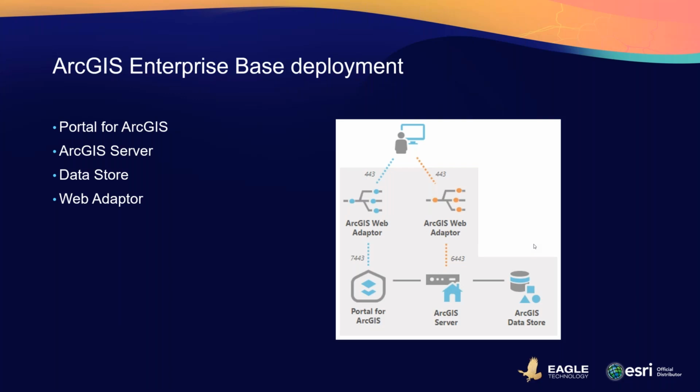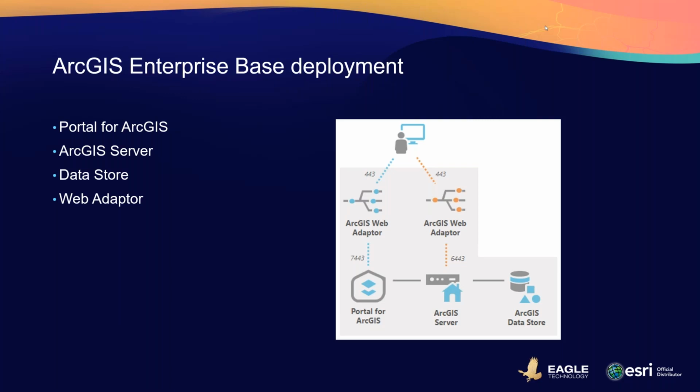Then we have the data store. As the name suggests, it provides data storage for the hosting server. It's where all your hosted feature layers are going to be stored. Generally the base one is what's called a relational data store. There are several different types of data stores available as well, again each with their own benefit, which Tom will go into further detail on.